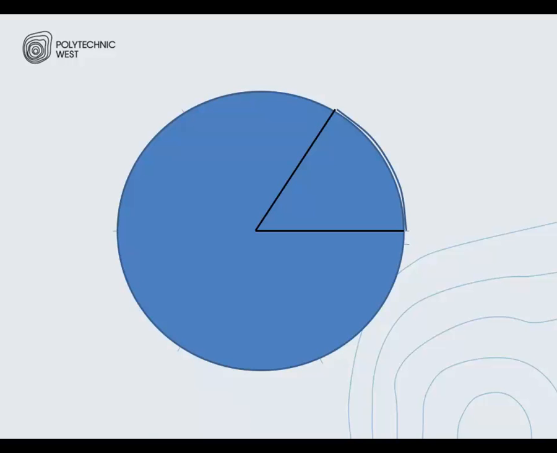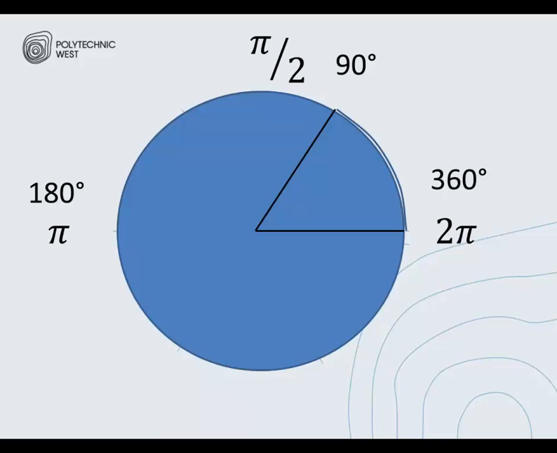Now from before, we saw that 2 pi radians was all the way round. It's 1 complete circle. So that's 360 degrees. Halfway round then must be a pi radian, 180 degrees. A right angle must be pi over 2 lots of radians, 90 degrees. And 3/4 of the way round will be 3 pi over 2 radians, 270 degrees.